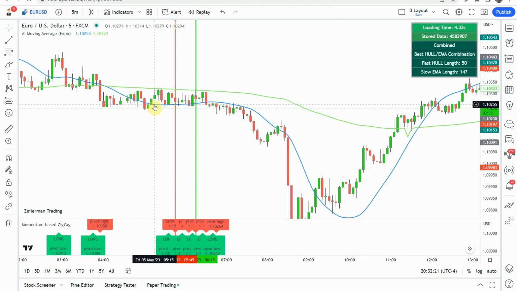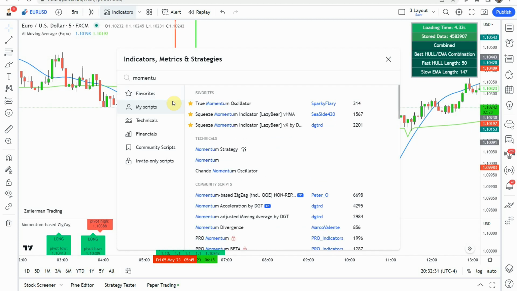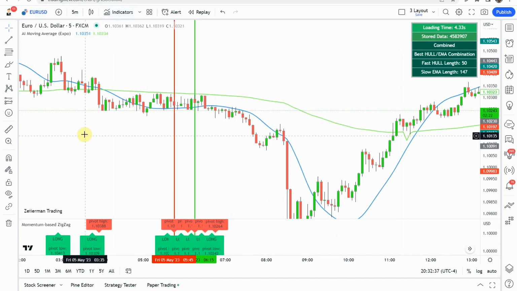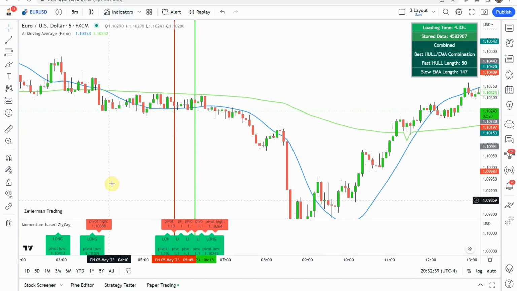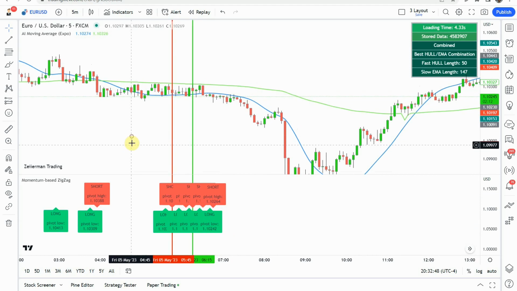That will make these 2 moving averages appear on screen and set up the indicator the way we need it. The next one is going to be the momentum based zigzag by Peter O right here. You'll put that on screen, and that will actually be up here on price action, showing these long and short signal tags like I have here at the bottom.